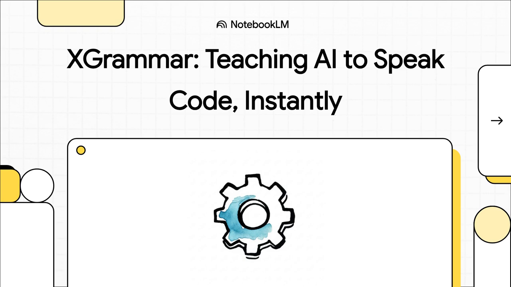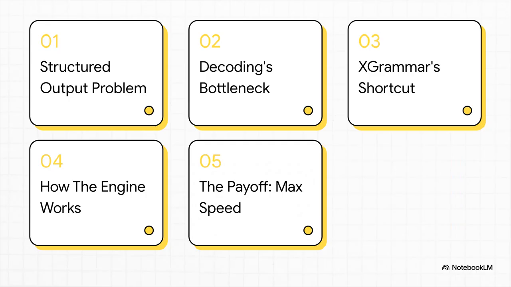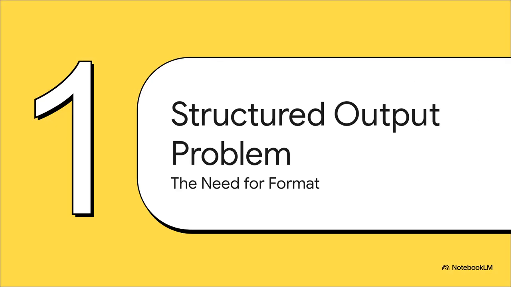Well, until now. So in this explainer, we're diving deep into a crazy breakthrough called XGrammar. Here's the game plan. We'll start by looking at the core problem with structured data. Then, we'll uncover the really inefficient bottleneck that's been holding everything back. After that, we'll get to the fun part: XGrammar's super clever shortcut. Take a peek under the hood to see how it works, and finally, check out the absolutely ludicrous results.